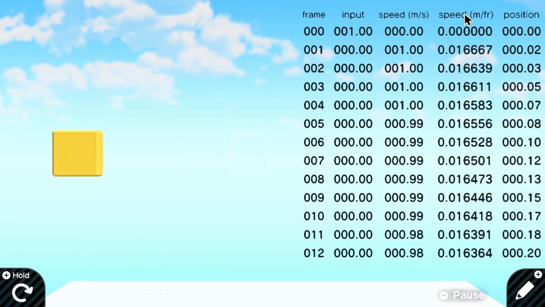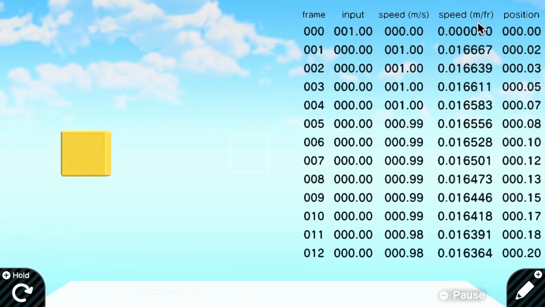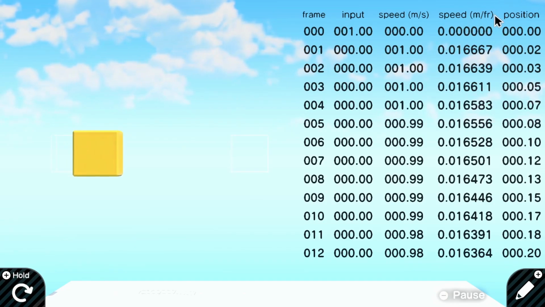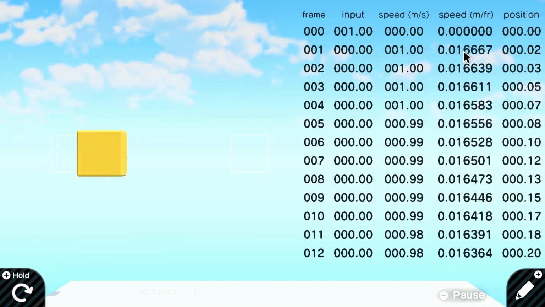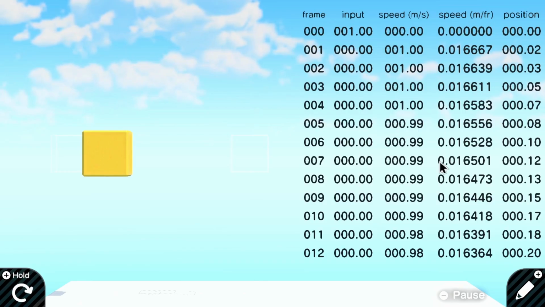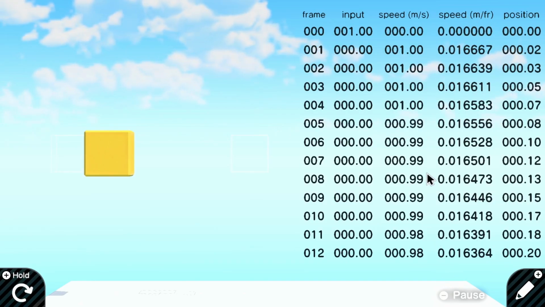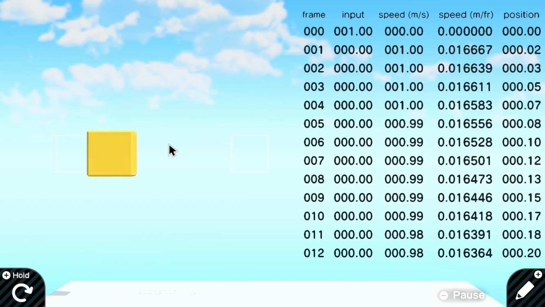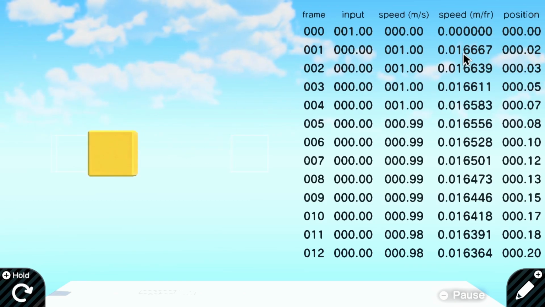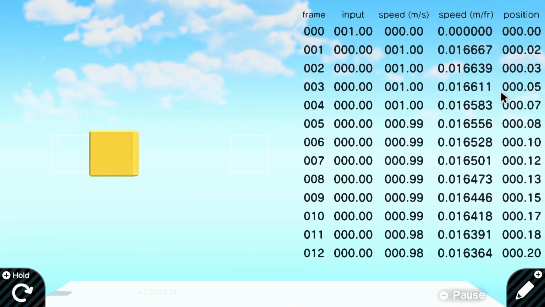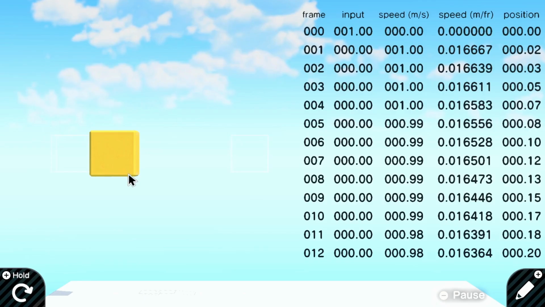In this next column, I have the speed, but it says m/fr. This is basically just speed in meters per frame. Since we're looking at the movement of this box frame by frame, it will be much easier to follow what's actually happening with this column, since we can see the exact amount of meters it will move frame by frame. And this position is basically just the position of the object in the world when this was being recorded.